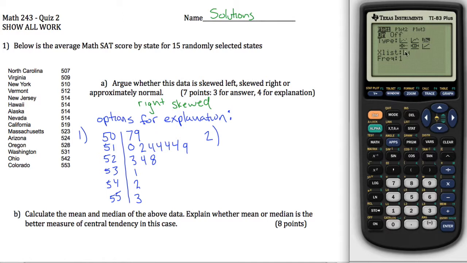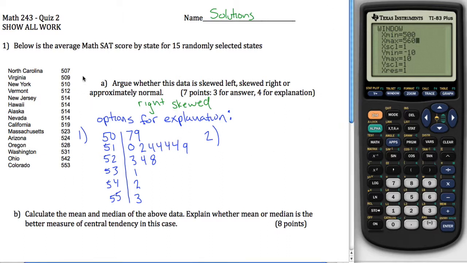And list, where's my data? My data is in L1. That's where I put it in, so that's good. So everything's all set here. So all I got to do is set up the window. So now I'll hit this window key here. And then I want my X values to go from, well, let's see, 507 is my smallest observation. One way you could do it is from 500 all the way up to maybe 560. So our X values will go from 500 to 560, and we can make our bins 10 each.